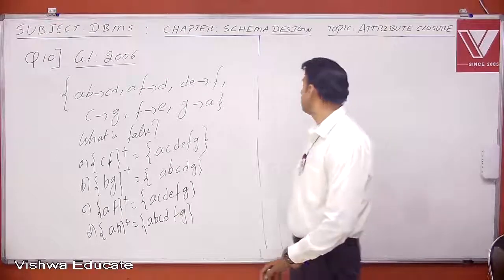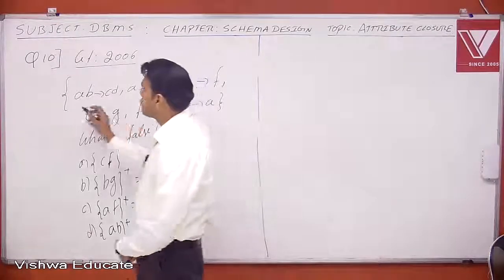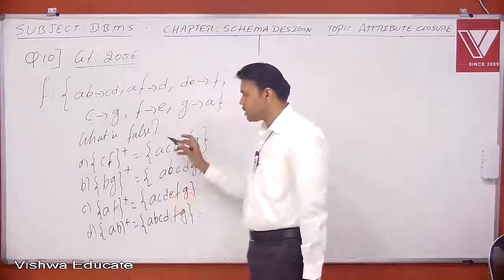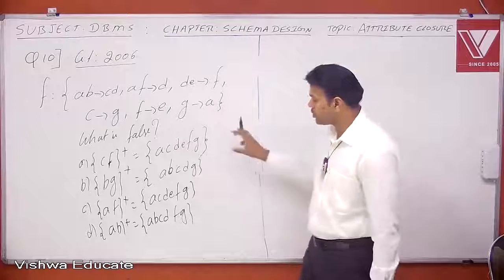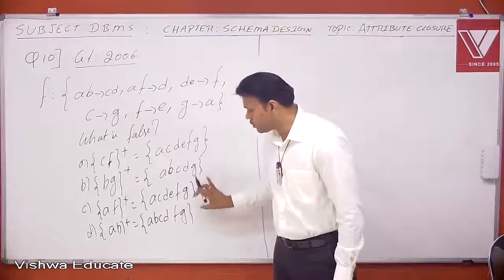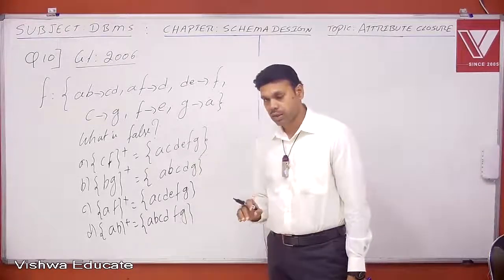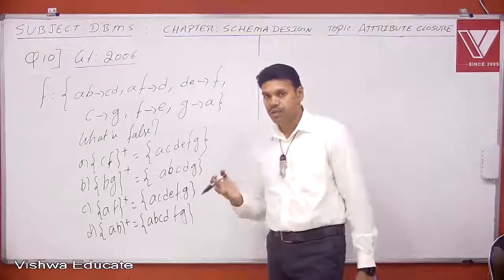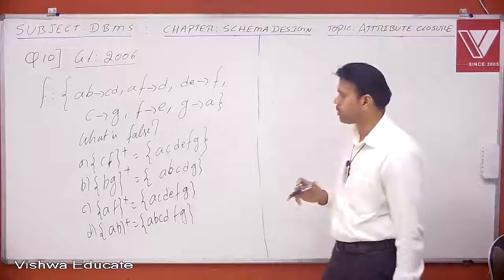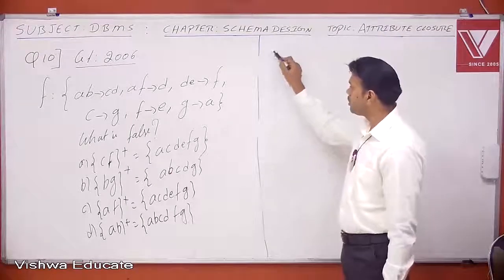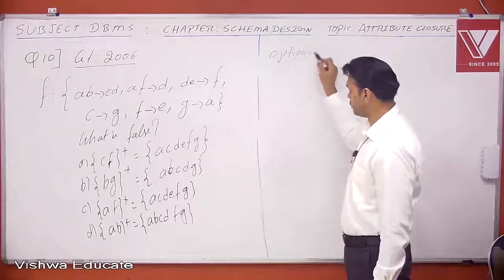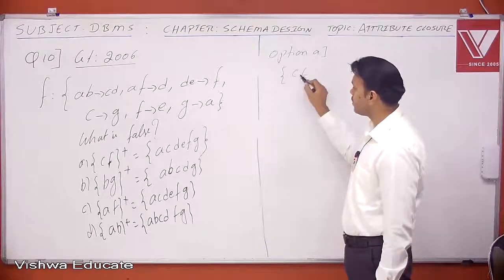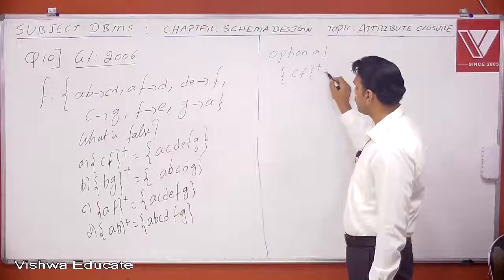So let us analyze. These are the functional dependencies given, and these are the closures he has given. You see whether you are able to get this closure or not. There are multiple answers in that. So let us prove which one is correct and which one is not correct. So I am checking with option A. What is option A? CF closure.